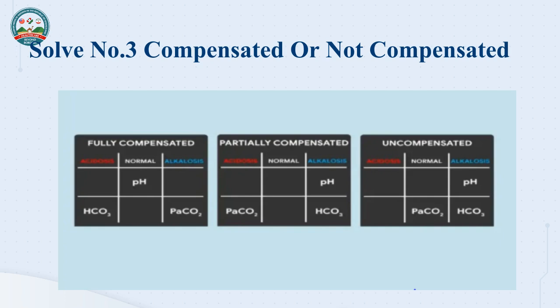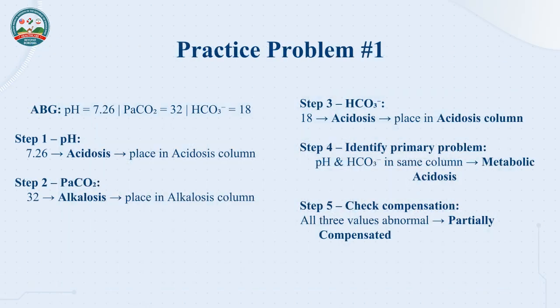So by putting these 3 steps together, we can fully interpret the acid-base disorder and see whether the body is trying to keep balance. Let's look at practice problem number 1. The ABG values are pH 7.26, PaCO₂ 32, and HCO₃ 18. First, check the pH. A value of 7.26 is less than 7.35, so this indicates acidosis. Next, look at PaCO₂. The value is 32, which is below 35, so this indicates alkalosis. Now look at HCO₃. The value is 18, which is lower than the normal 22, so this indicates acidosis.